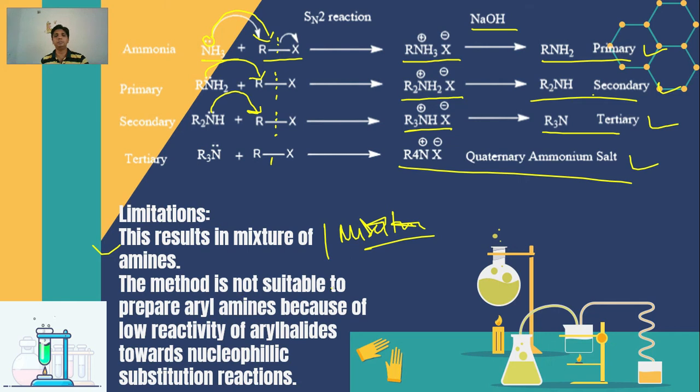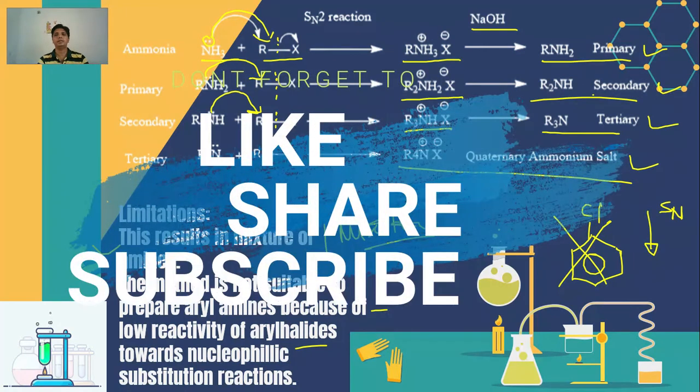Further, this method is not suitable for aryl amines because of the low reactivity of aryl halides towards nucleophilic substitution reactions. These aryl halides, or aromatic halides, are much less reactive in nucleophilic substitution, SN reactions. So the ammonolysis method is not useful to prepare aromatic amines.